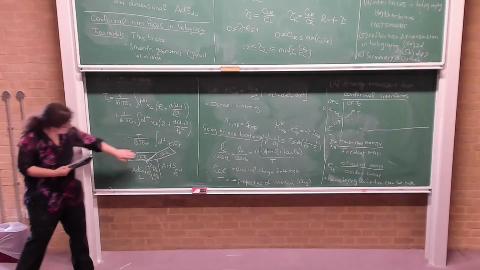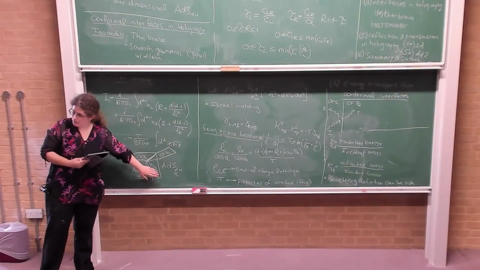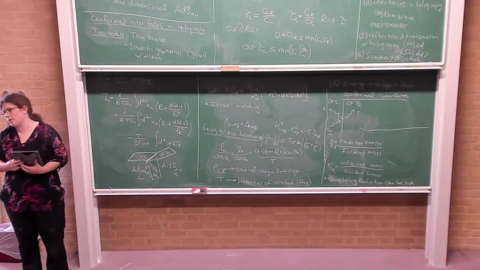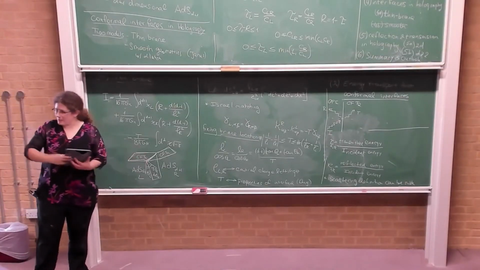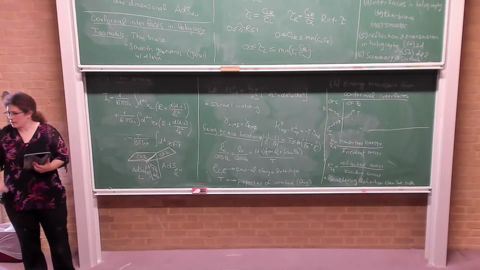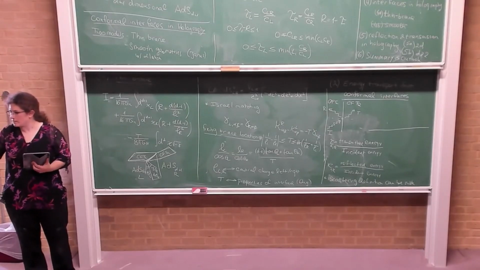So this brane is on an AdS-D slice. That's the default setting. When you start perturbing it, it will be a fluctuating thing, but around an equilibrium, which is an AdS-D slice.